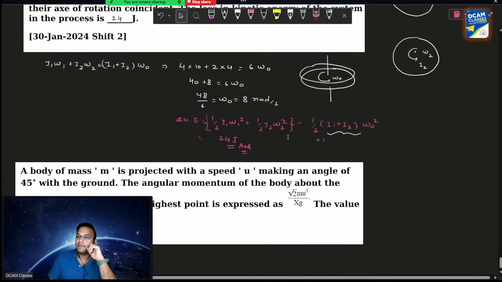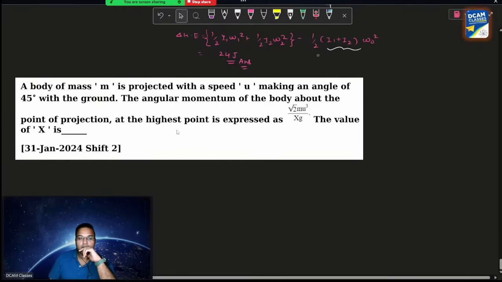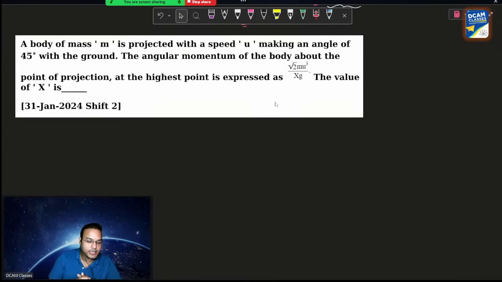Kanishka, you got yours too? Yes, sir. Okay. Now try solving this one. It's a projectile at an angle. They're asking you to find the angular momentum.